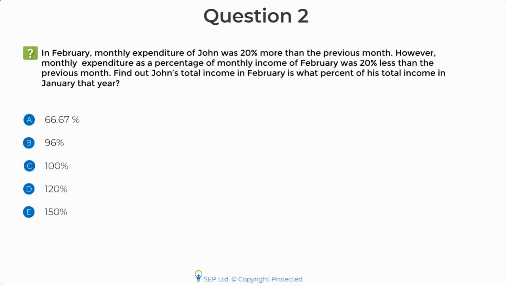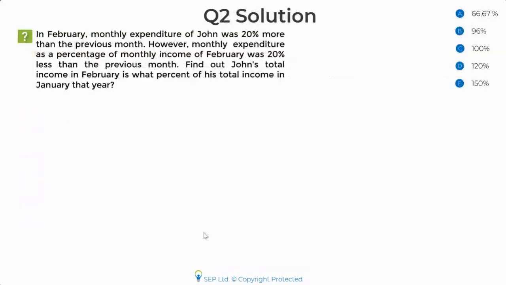So the purpose of giving this question was just to show you if you get a complicated question, keep on breaking it down properly and how to basically write it down on paper so that it's very easy to understand. Okay, so let me read it the way I would have done it in the exam, and I hope you can learn something from it. So the question says, in February, monthly expenditure of John was 20% more than the previous month. Okay, so I'm talking about expenditure, and there are 2 months involved.